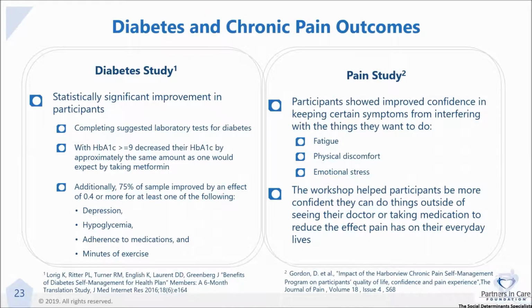These are 2 studies, one for the diabetes self-management program and, excuse me, the other for the pain self-management program. And the diabetes self-management program shows that HbA1c decreased significantly, as much as you would expect it to if the person had started on metformin, and it also had a positive effect on depression, hypoglycemia, adherence to medications, and minutes of exercise.